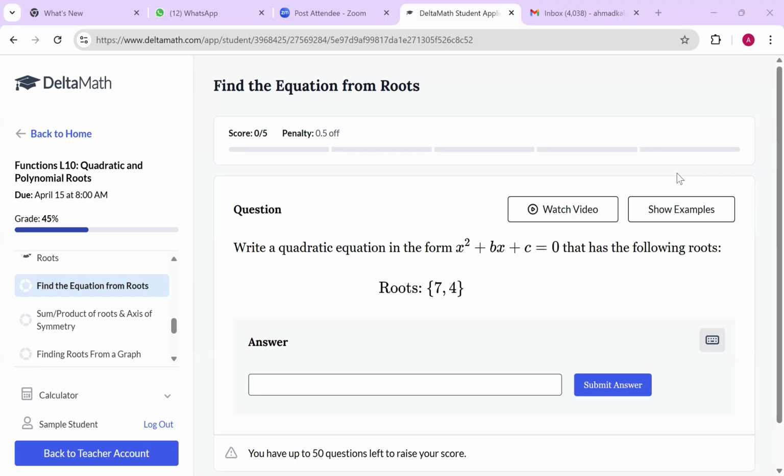Hello and welcome to this video in which we shall discuss finding the equation from its roots. So we want to write a quadratic equation, x squared plus bx plus c equals 0, that has the following roots, 7 and 4. There are two approaches.